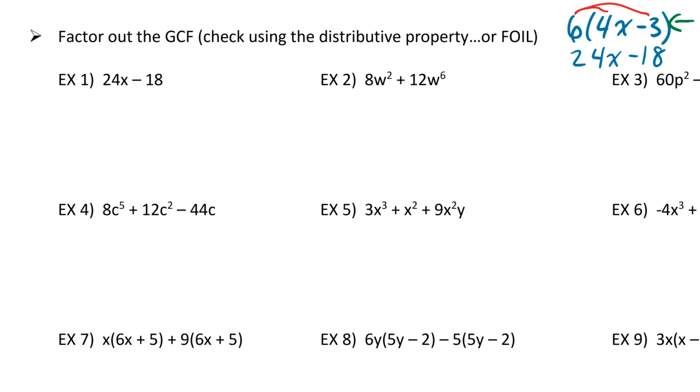First step is always going to be finding the GCF of all the terms. So in this case, 24 and 18 have a GCF of 6. So we're going to take that GCF and we're going to divide each term by it.